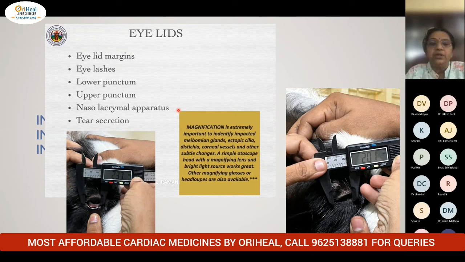You definitely need magnification to identify this. And the palpebral fissure we also sometimes measure on the eyelids. So this is something normal in one eye. You can use a digital caliper like this and then measure the palpebral fissure length.